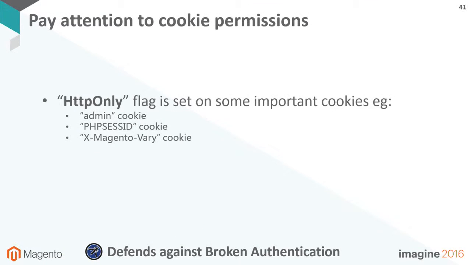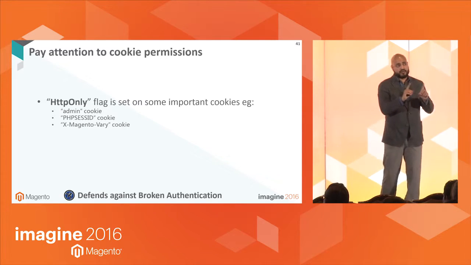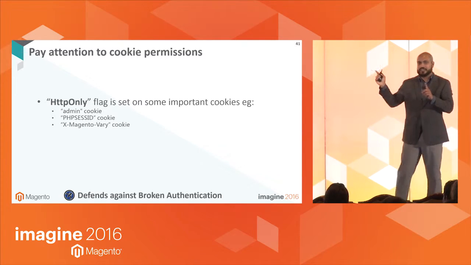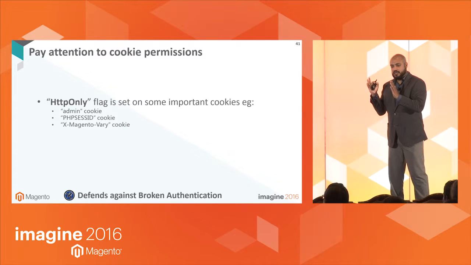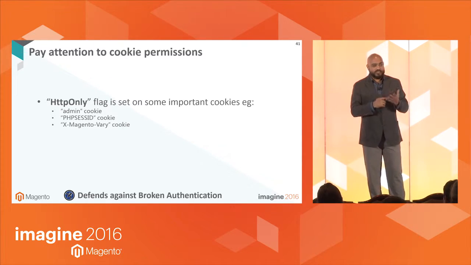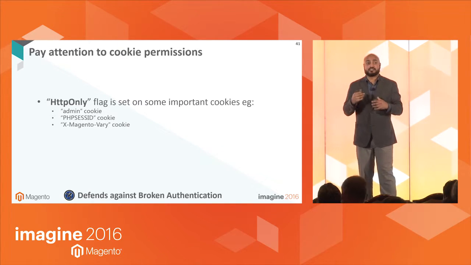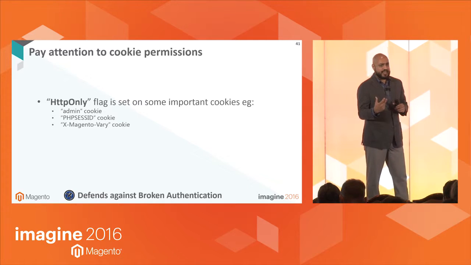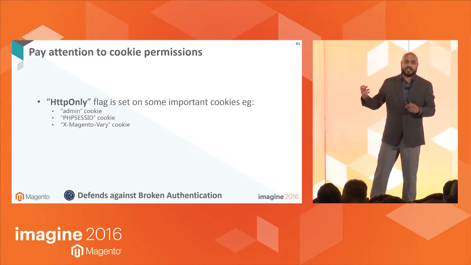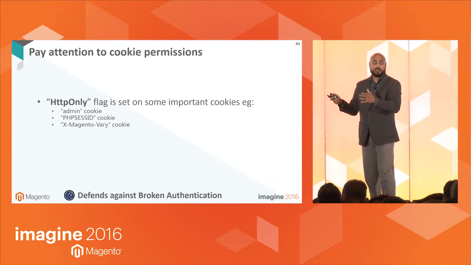Moving on, cookie permissions. I don't know if anyone has experience working with the HTTP only flag. What this does, and it only works for modern browsers, is help prevent against broken authentication in that when the HTTP only flag is set on cookies, JavaScript cannot access it. Only the browser could deliver that cookie back to the server. So that means someone executing an XSS attack would not be able to read the admin cookie. And it's set by default on a couple of the most important cookies in Magento 2.